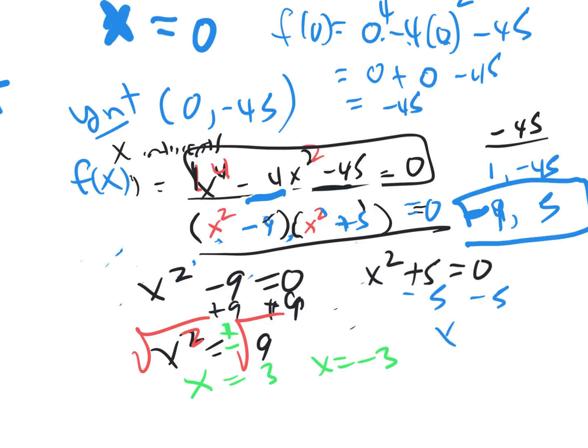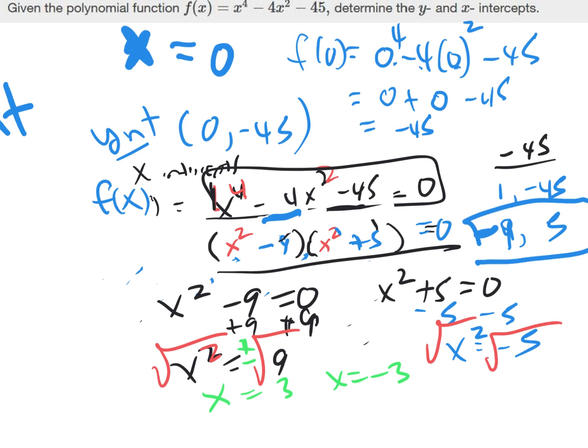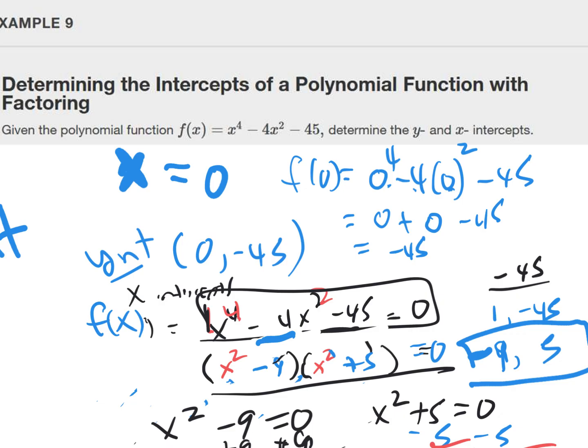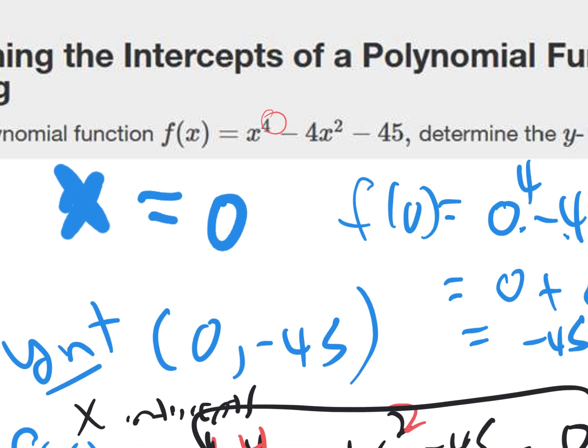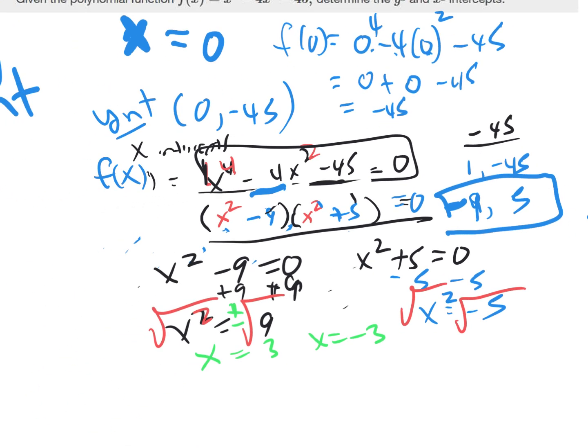That cancels. That gives me x squared is a negative 5. Well, what happens when you square root both sides now? That's not a real number. So in a sense, I could have told you we're going to have 4 zeros. We do have 4 zeros. But they're not 4 x-intercepts, because only the negative 3 and the positive 3 are intercepts.